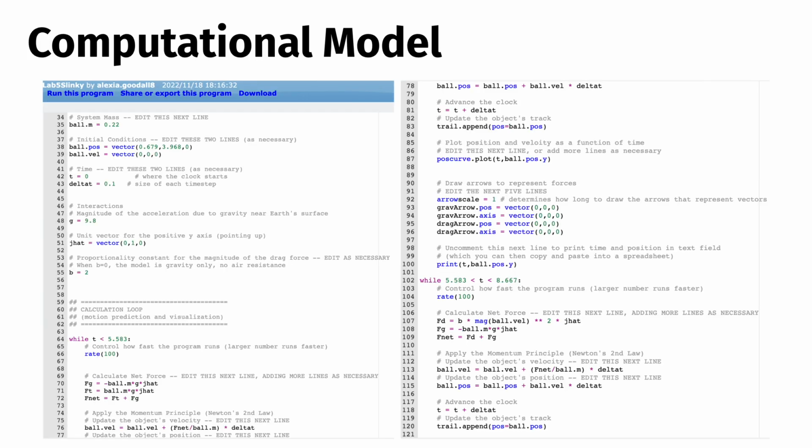This is my computational model, which was based on the code from Lab 2, Motion of a Falling Object. The initial conditions had to be updated, such as the mass, initial position, and velocity of the slinky. The constant b was determined through trial and error. For the first while loop, the time was set to be less than 5.583 because during this time interval, the only forces acting on the bottom of the slinky were the gravitational and tension force, which canceled each other out.